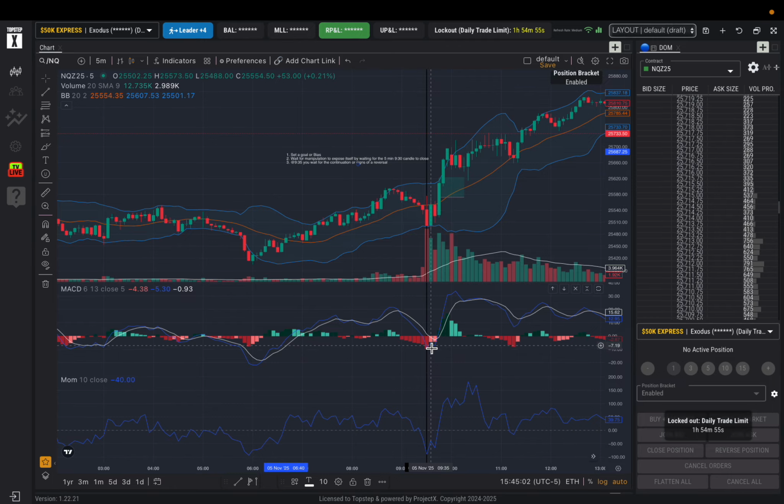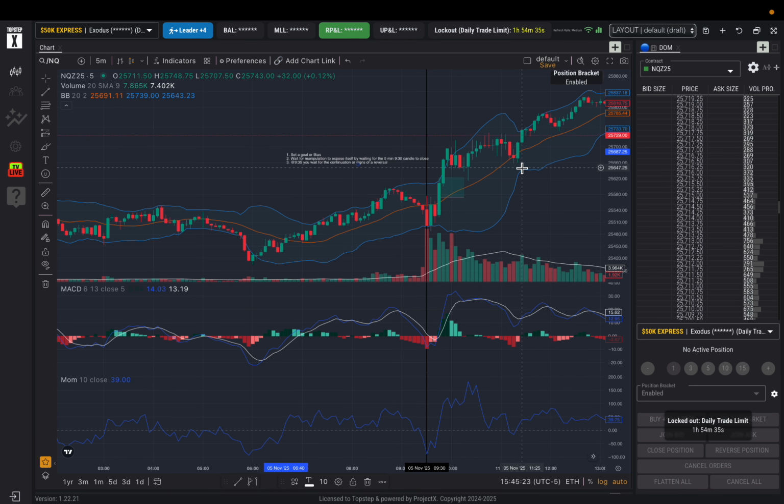So what do we do? We wait for the histogram bars to weaken again, and we wait for the lines to meet each other. And when they meet each other, that is signs that there is a reversal occurring, and that's what we did. We entered right on the reversal right here, and the momentum's rising, and then we just followed the market.